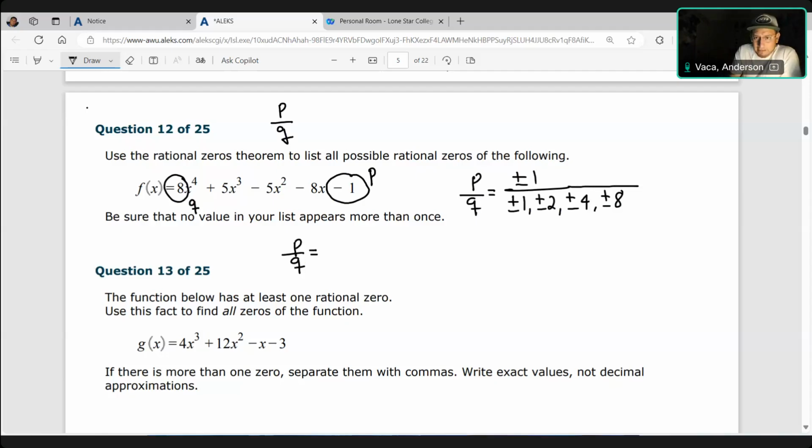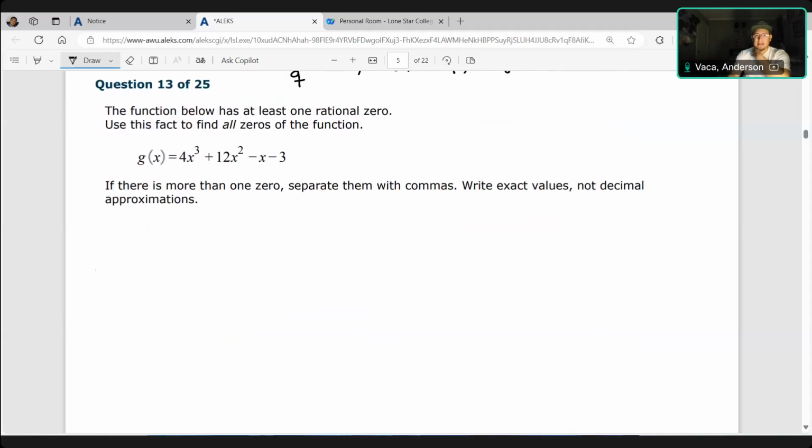By the way, when we divide a positive by a positive, it will be positive. A positive by a negative will be negative. So in order to do this relatively simple, we're going to write positive, negative, 1. 1 divided by 1 is 1. A positive or a negative 1/2. A positive or a negative 1 over 4. A positive, negative 1 over 8. So there is the list of possible rational zeros. Be sure that no value in the list appears more than once. Okay, we are sure that's not going to happen.